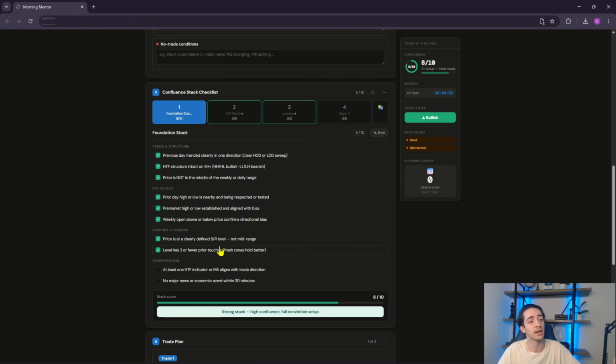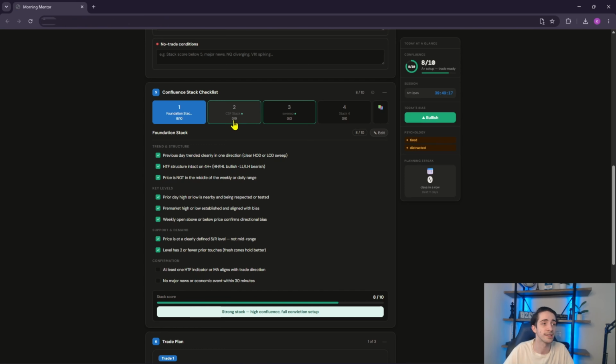Again, giving yourself the opportunity to check these off will also give you a chance to check out your stack score. And that's going to update over here on the bottom and also over here on your today at a glance portion. As you see, if you have 10 confluences and you have just 5 of them checked, it's a partial stack. Proceed with caution, reduce size. Once you bump it up to 6 to 7, then guess what? That's a good stack, valid setup, standard risk. But once you start marking it even higher, it's that 80% checked off. Now you have a strong stack, you have high confluence, full conviction setup.